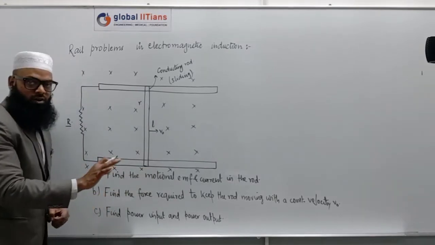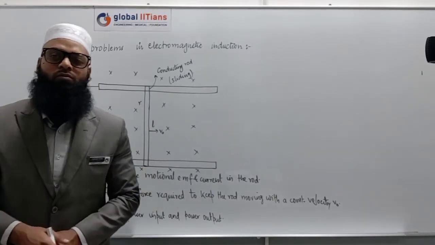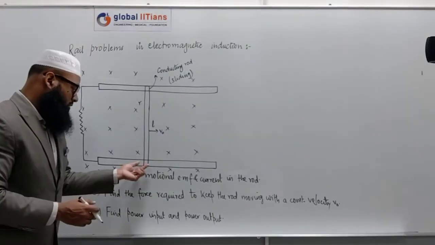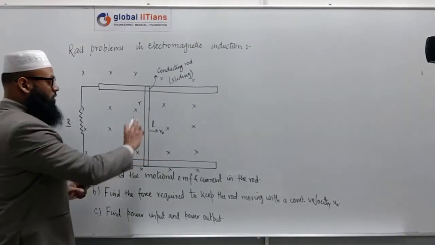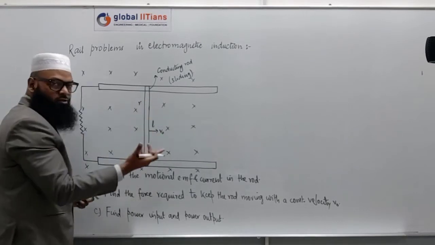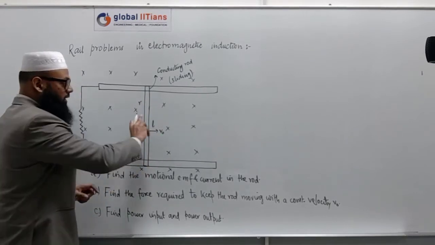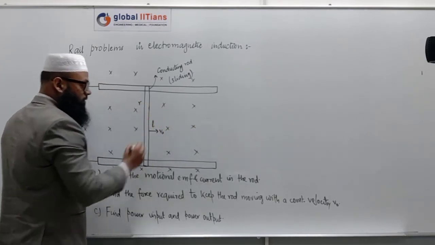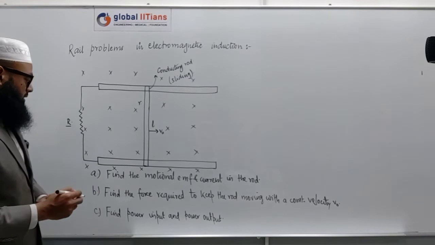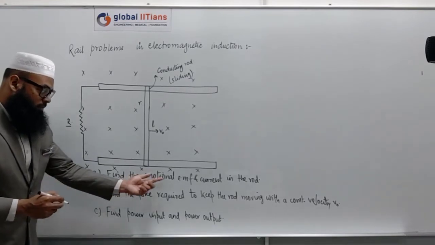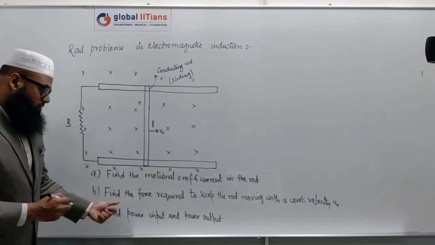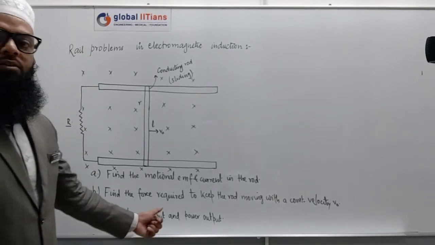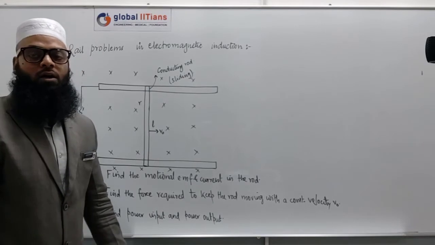Friction is not given. However, in some questions they may include friction as well in order to make the question further complex. So as of now the friction is not given. This rod is conducting, it could be of copper or iron, and it is sliding on these two rails with a velocity v0. Now they are asking these three questions: find the motional EMF and current in the rod. Find the force required to keep the rod moving with a constant velocity v0, and then the third one, find the input power and the output power.